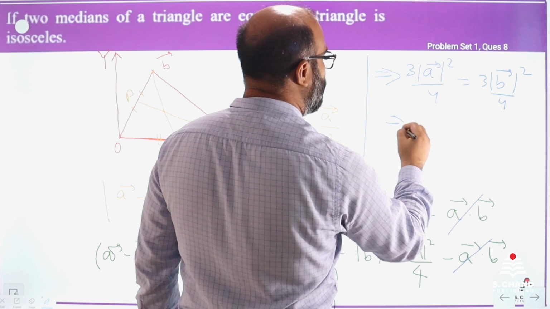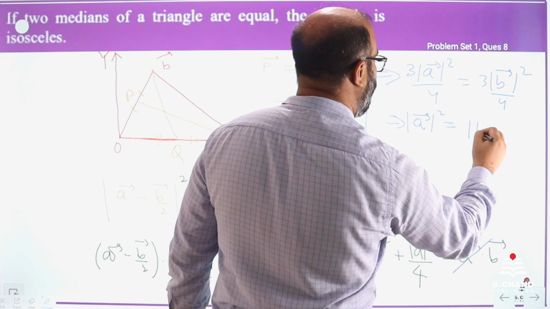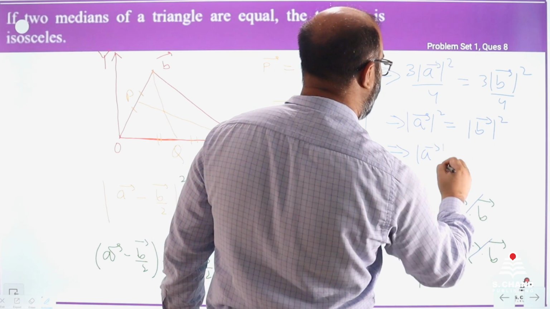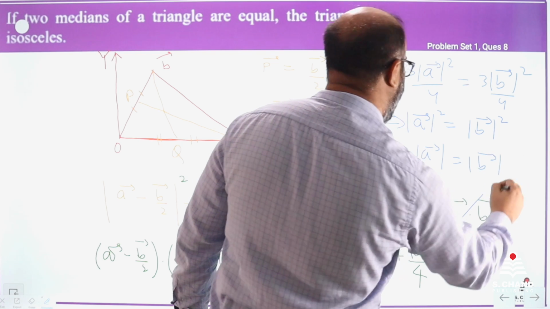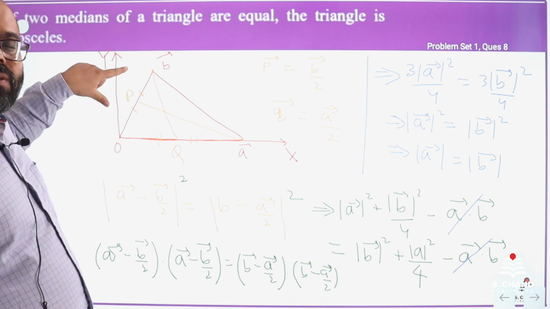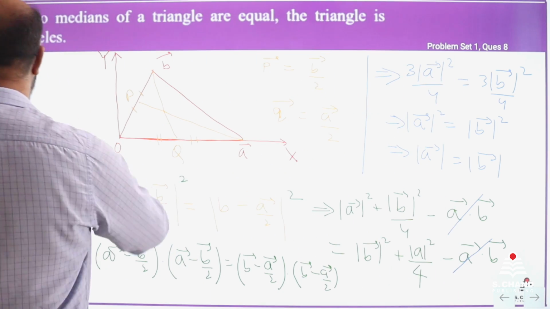So we can cancel 3 by 4 and we have mod of a square is equal to mod of b square, which can be written as mod of a is equal to mod of b. So as we wanted, this length mod of a is equal to this length mod of b. We can now move on to the next question, students.